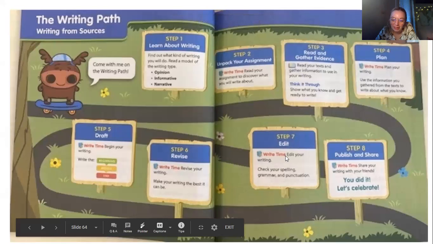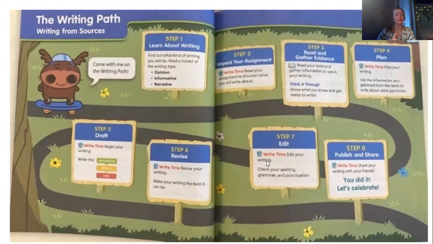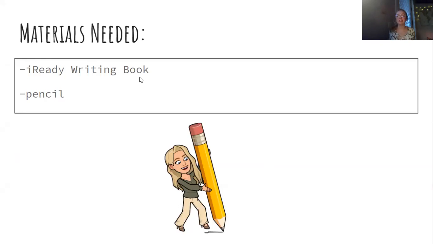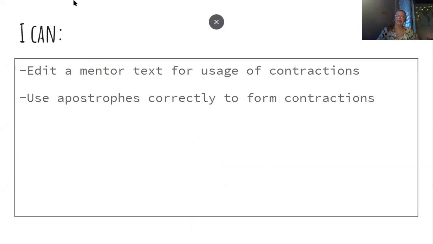So it says write time, edit your writing, check your spelling, grammar, and punctuation. The materials you'll need today are your iReady writing books and your pencils. Our I can statements are I can edit a mentor text for usage of contractions, and I can use apostrophes correctly to form contractions.